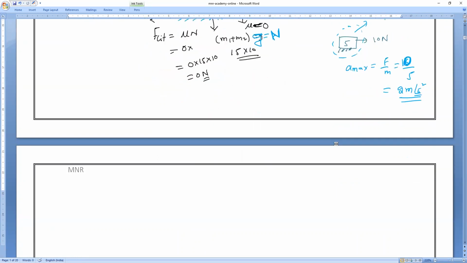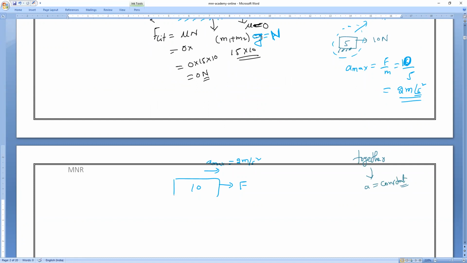What is the other body? The 10 kg body. Now if you draw the FBD of the 10 kg body, you will notice there is some unknown force acting in this direction. And what is the maximum acceleration of this body? It is the same as the other body, because they have to move together. Together means the acceleration remains constant. That is what you should remember.